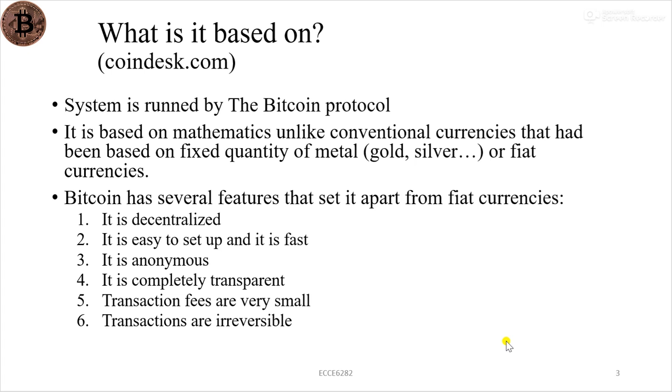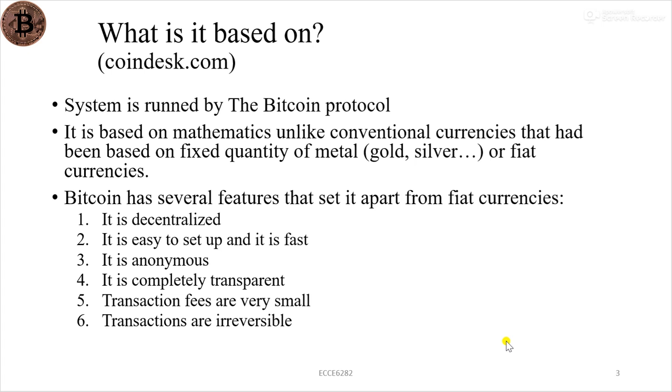It's not like conventional currencies which are mostly based on a fixed quantity of metal like gold, silver, or fiat currencies. Bitcoin is based on cryptography and mathematics. It has several features that make it different from normal conventional currencies. First is that it is decentralized. All our other currencies are centralized, but Bitcoin is decentralized.